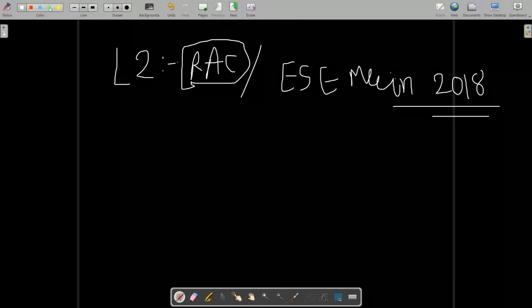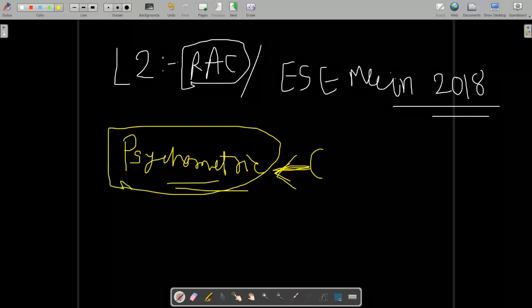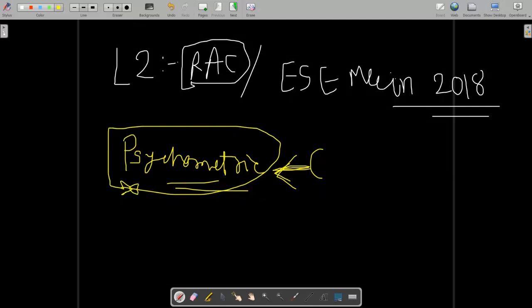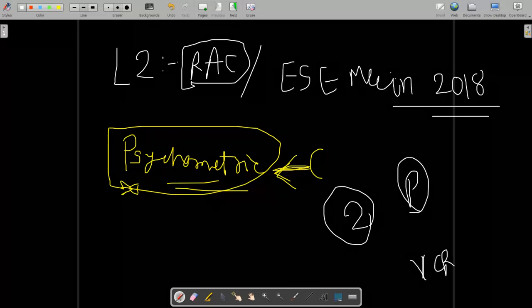One assumption that I have taken is that you all know how to read a psychrometric chart and how to plot the values. If you don't know, then ask me in the comment section and I will make a separate video on how to read the psychrometric chart. So let's start. Today we will solve two questions: one is from psychrometry and one is from the basic VCR cycle, or vapor compression refrigeration.